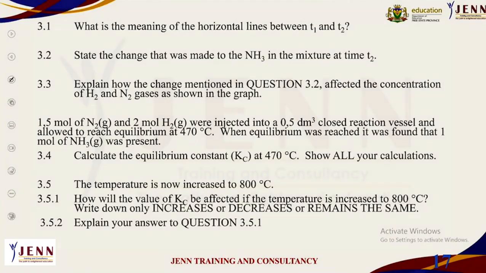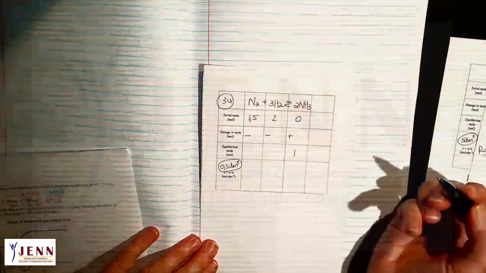Okay, if I read my question again, 1,5 mole of N2 and 2 moles of H2 were injected in a 0,5 cubic decimeter closed reaction vessel. So that means NH3 was 0 initially. And allowed to reach equilibrium at 470 degrees. When equilibrium was reached, it is found that 1 mole of NH3 was present. Okay, so at equilibrium, there's 1. So that means if I look at the ratios, it becomes less, and positive there.